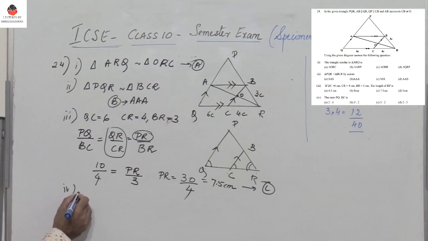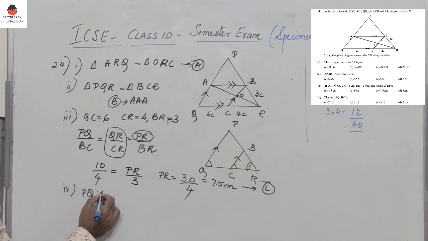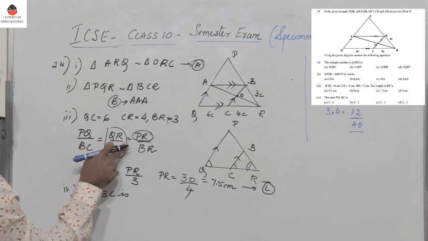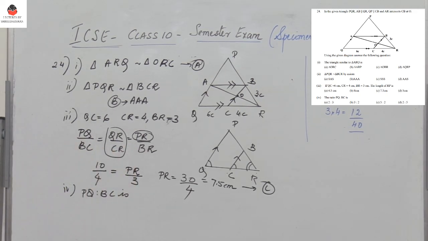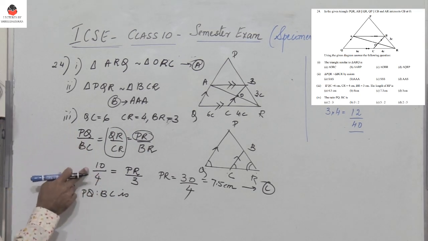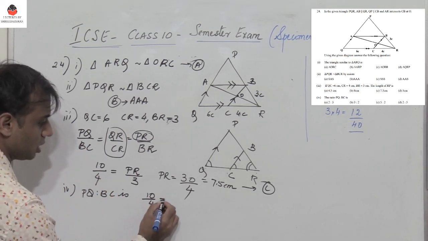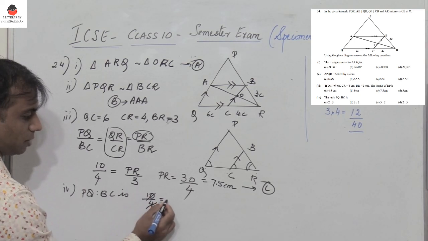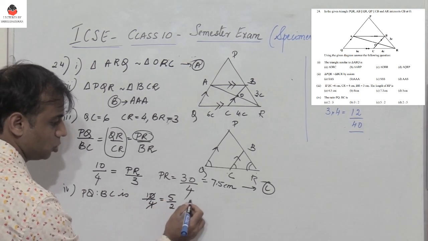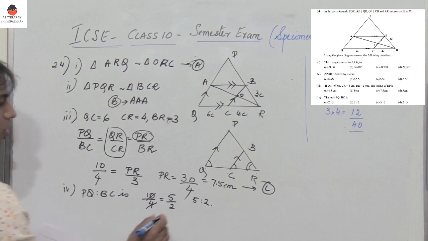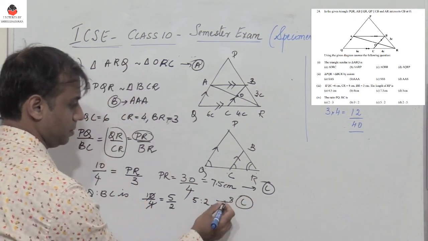The fourth one, the ratio PQ is to BC is. So we know that PQ by BC is equal to QR by CR is equal to PR by BR. So what is PQ by BC? It's already given here. PQ by BC is 10 by 4. So 10 is to 4 is nothing but divide both of them by 2. So you get 5 by 2, or it is 5 is to 2. So check which is the right option. The right option is option C again.